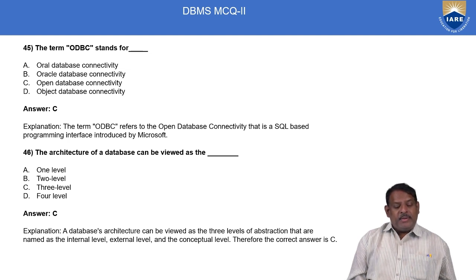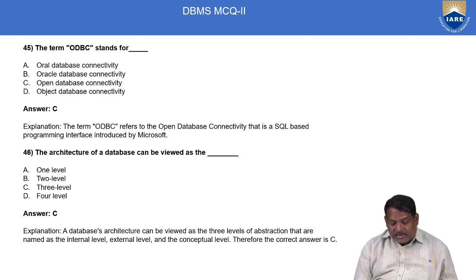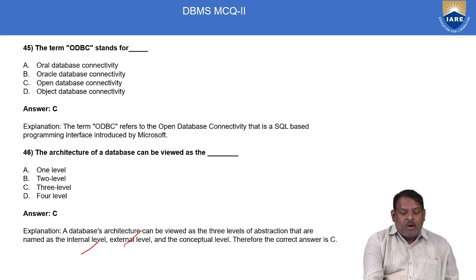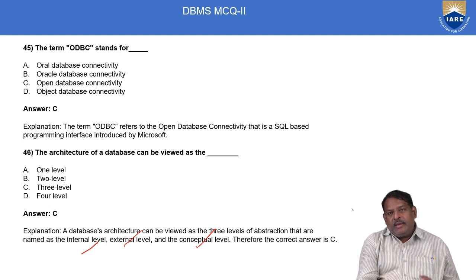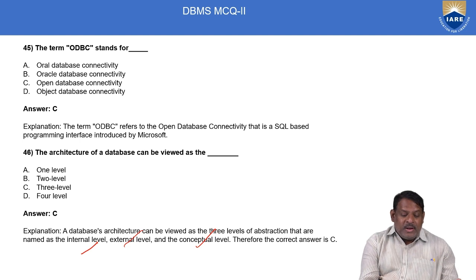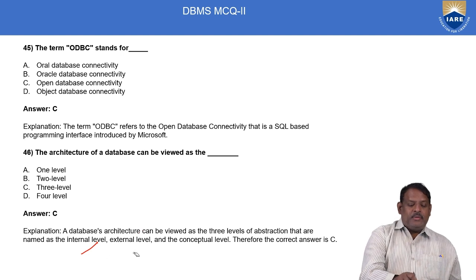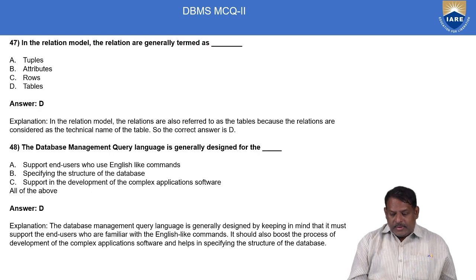The structure of the database can be viewed as 1 level, 2 level, 3 level, or 4 level. The architecture of a database can be viewed as 3 level, because a database structure can be divided into 3 levels. The 3 levels of abstraction are named the internal level, external level, and the conceptual level. Therefore, the right answer is C.